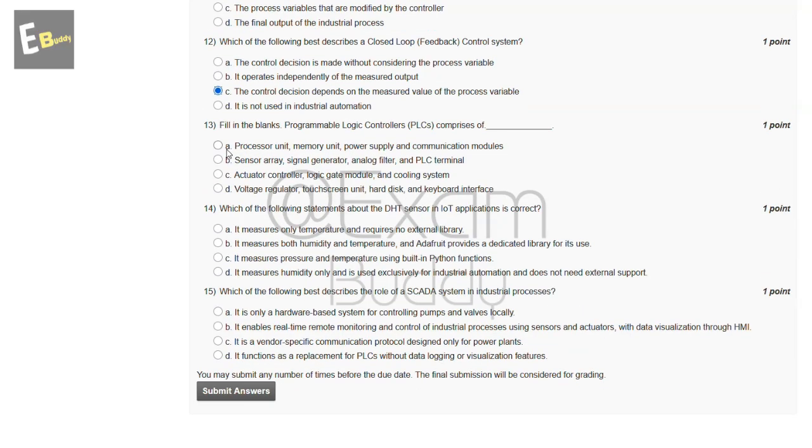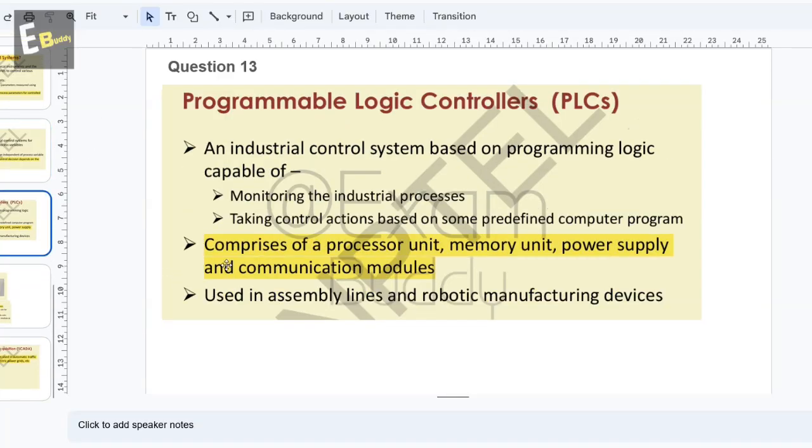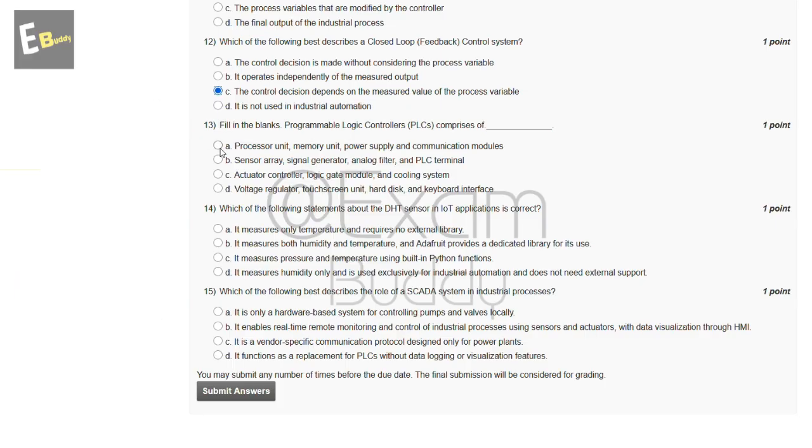Now the 13th question is, fill in the blank. Programmable logic controller PLCs comprise of dash. So these are the options. And now let's check the answer of our 13th question. So question 13, comprises of a processor unit, memory unit, power supply and communication modules. So the answer of our 13th question is A.